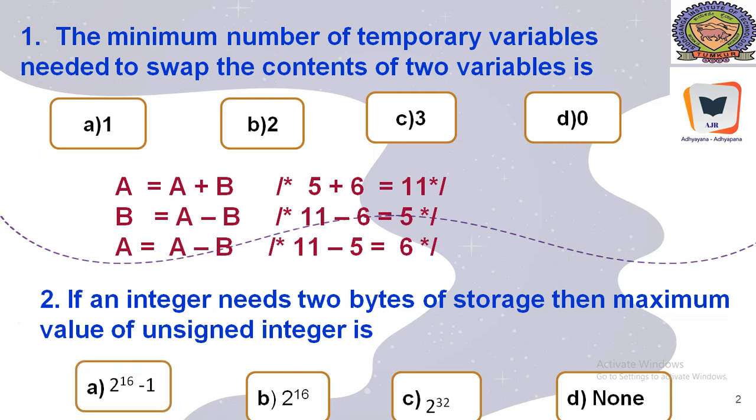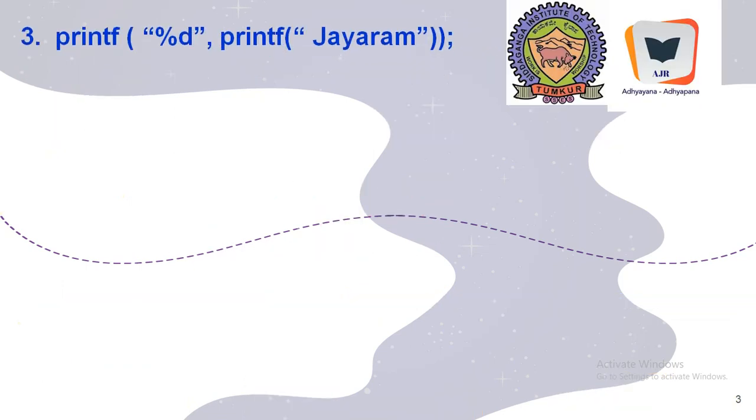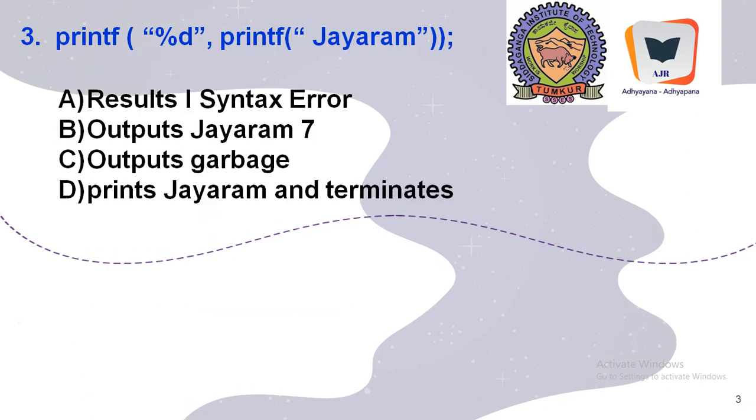That is the answer. Now we will go for the next question. The next question is about what exactly this particular statement prints: printf("%d", printf("Jayaram")). So here, there is a printf function within a printf function. As per the BODMAS rule, the inner one will be executed, so Jayaram will be printed.